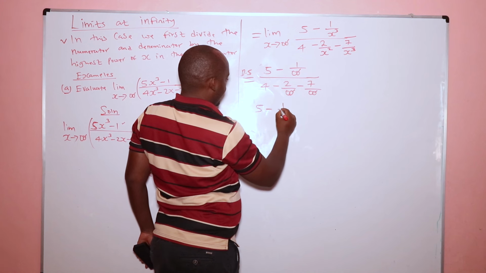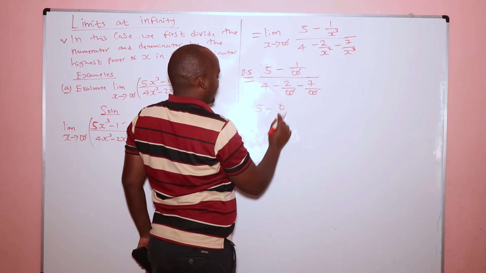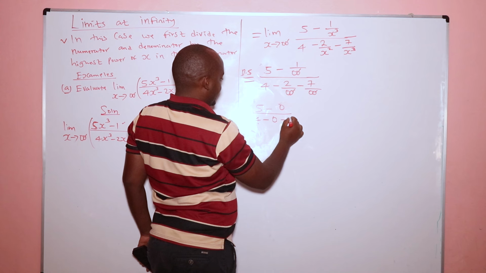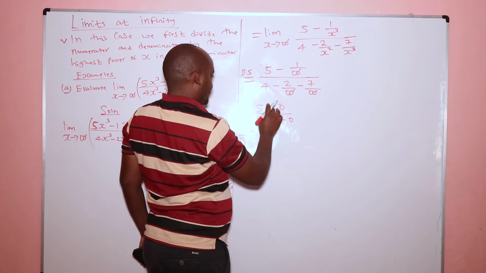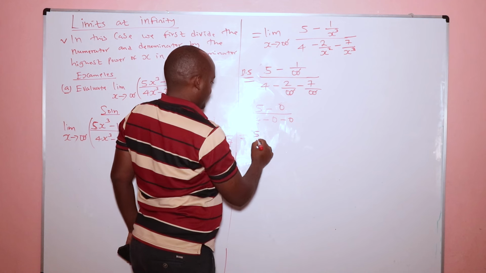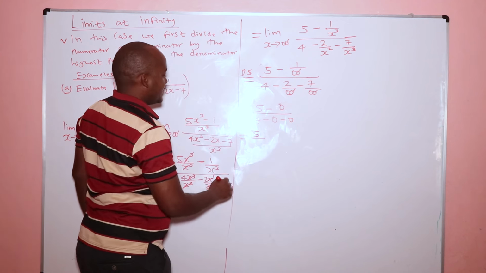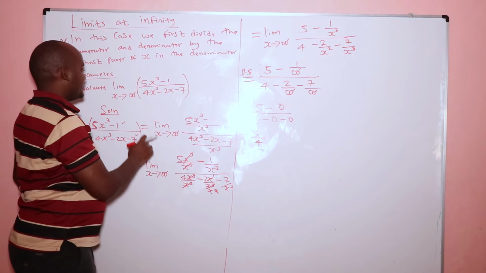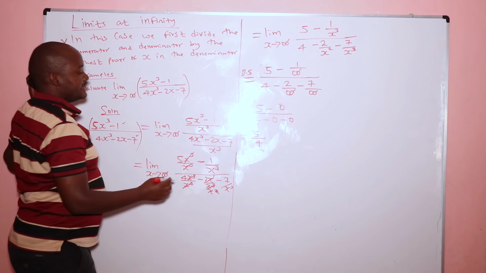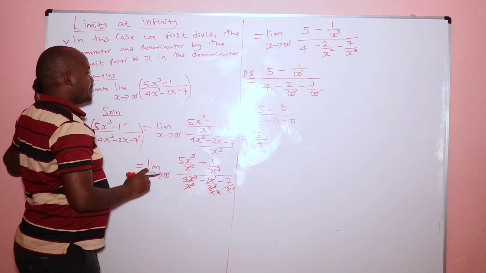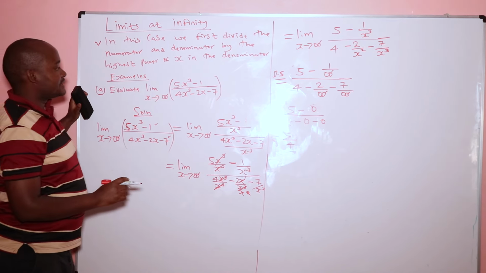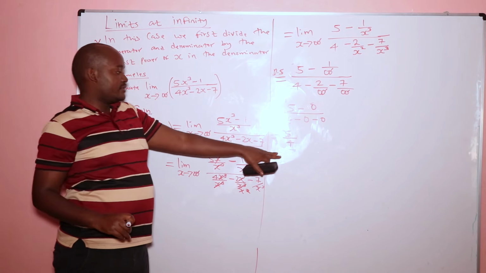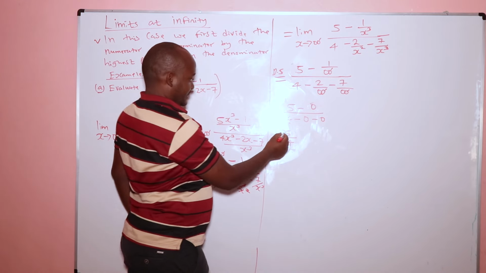5 minus 0, because 1 divided by infinity, you get a 0, over 4 minus 0 minus 0. And of course, 5 minus 0, you get 5. And 4 minus 0 minus 0, you get 4. So this will be now our limit for this particular problem. That is, the limit of 5x cubed minus 1 over 4x cubed minus 2x minus 7 as x approaches infinity is equal to 5 over 4, which is this value here.